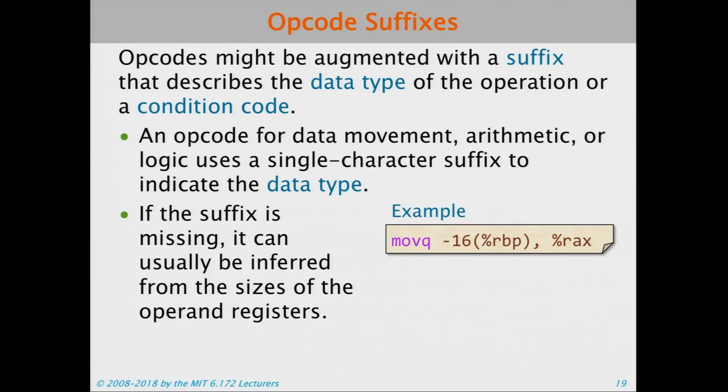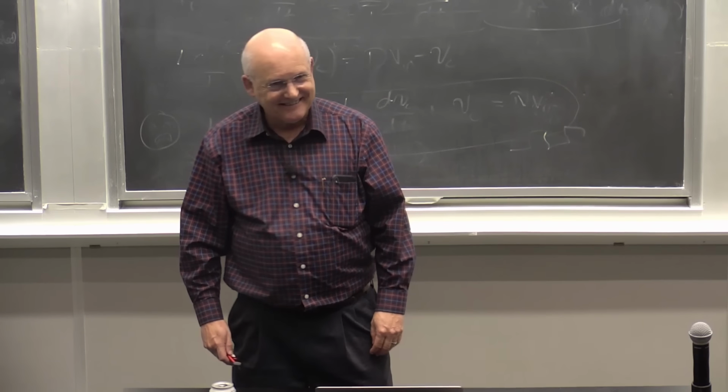Okay, now, the opcodes may be augmented with a suffix that describes the data type of the operation, or a condition code. So an opcode for data movement, arithmetic, or logic uses a single character suffix to indicate the data type. And if the suffix is missing, it can usually be inferred. So take a look at this example. This is a move with a Q at the end. What do you think Q stands for? Quad word, okay? How many bytes in a quad word? 8.